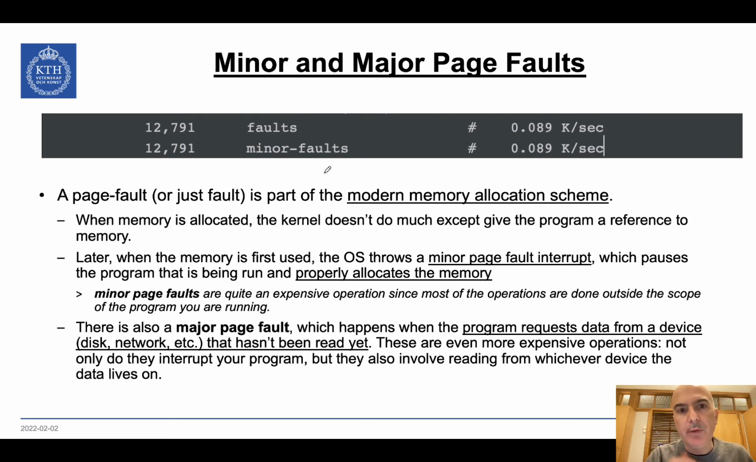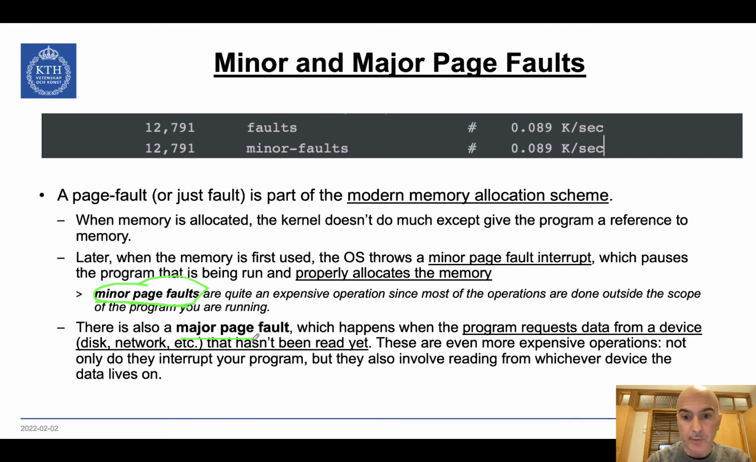We make a difference between minor and major page faults. Minor page faults are really when we allocate memory. They are quite expensive, and they refer just to this memory allocation. When we access the memory the first time, we need to halt our application and hand over to the OS. So these are minor page faults because of the memory.